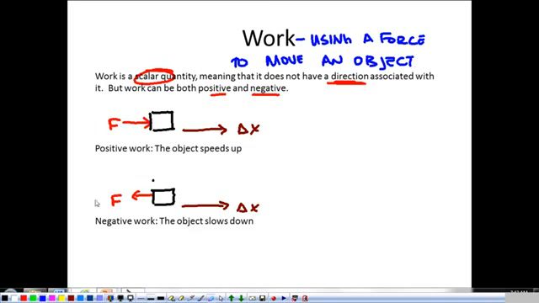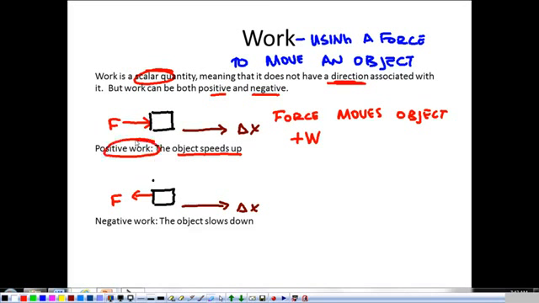Now, in this case, I'm pushing forward, the object moves forward. Okay? We know that that thing has to speed up. The force moves the object. Okay? That's going to be positive work. The force is actually doing something constructive. It's making the thing go forward and it's speeding the object up. That's positive work. Force is in the direction of the displacement.